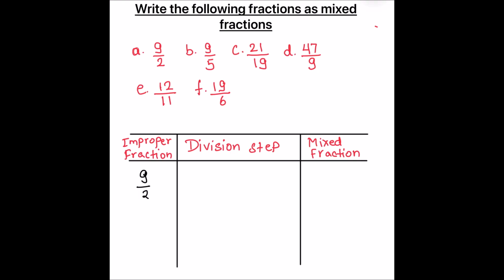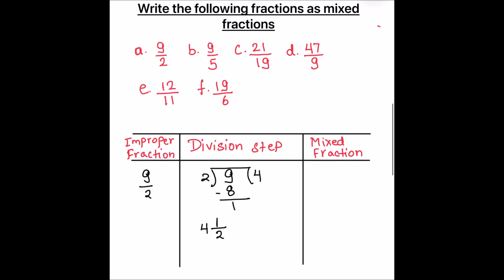So the division step which is used to convert this improper fraction into a mixed fraction is dividing 9 by 2. So 2 times 4 is 8. Subtract the two numbers, we have the remainder as 1. So for writing the mixed fraction, this quotient will come as a whole number. This remainder will be in the numerator and the divisor will be the denominator, which is 2. So this will be a mixed fraction for 9/2. So our mixed fraction is 4 1/2.